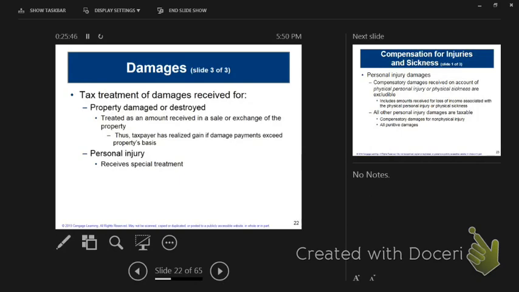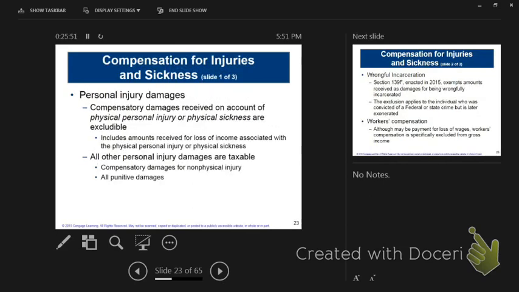Personal injury is treated as two different cases here. In personal injury, we have compensatory damages received, which is where you have a physical injury or physical sickness. If you are physically hurt or sick, then the amounts that you receive are not taxed. If the injuries are anything else, then they are called punitive damages and you are taxed. So basically, non-physical.